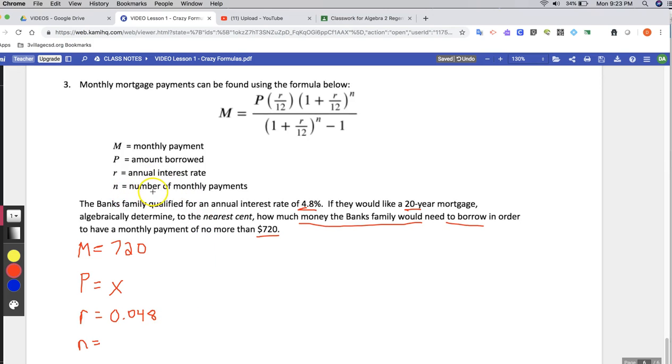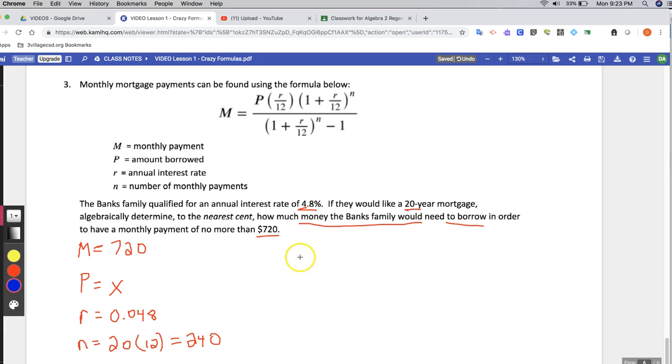And N is the number of monthly payments. We have to be careful. This is a 20-year mortgage, so if payments are made every month of the year over 20 years, that means that the total number of monthly payments would be the 20 years times 12 months in a year, and 20 times 12 gives us 240. So now that we know what each part of this formula should be, we can plug that all in.